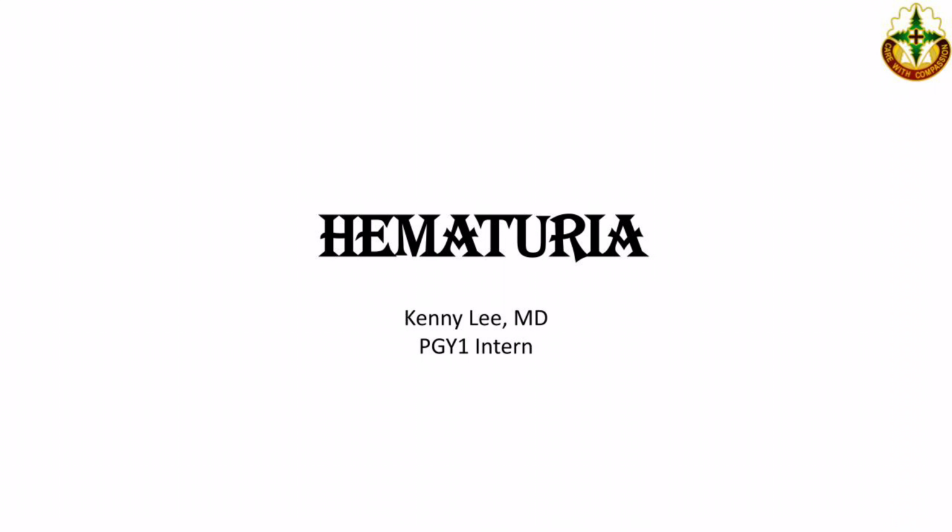Before we start, I think it's important to address that hematuria comes in two types. There is microscopic and there is macroscopic hematuria, which is also known as gross hematuria. By definition, microscopic hematuria is when you have 3 or more red blood cells on urine analysis, while for gross hematuria, you would see blood in the urine with your naked eye.